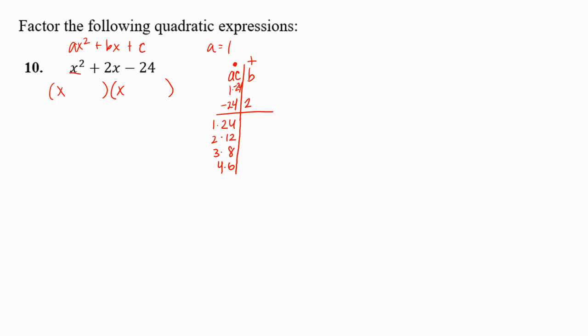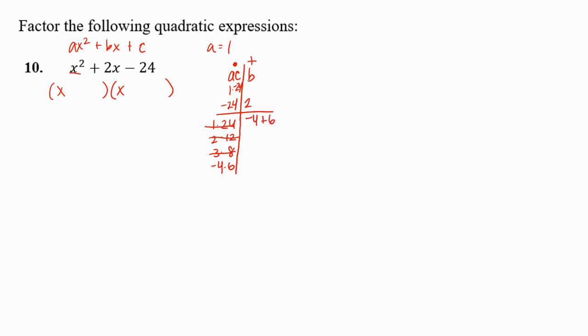Now, I know B is positive 2. So 1 and 24 could never add up in any version to give me B, which is 2. 2 and 12 couldn't either. 3 and 8 are too far apart. 4 and 6 might. If I make 4 negative, that should work. So that's negative 4 plus 6. Make sure it meets both conditions.